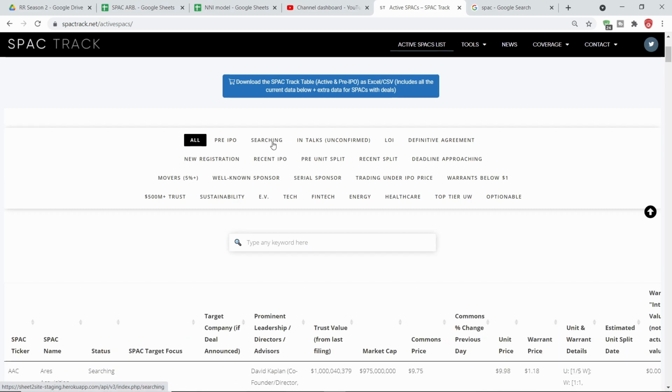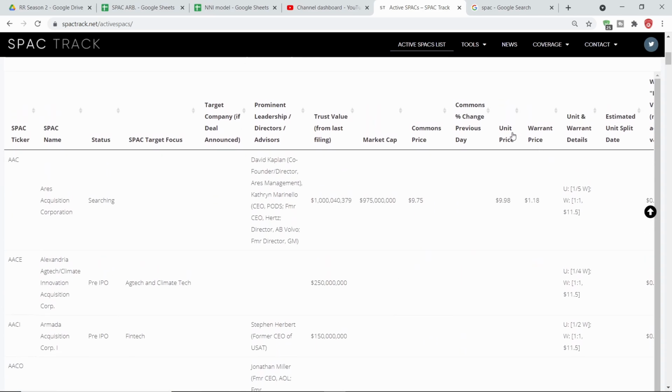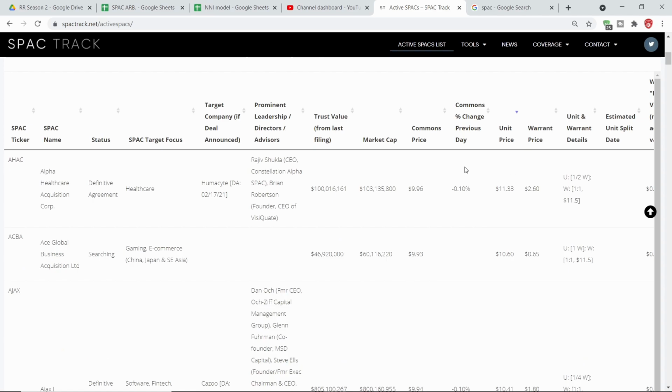Let's not search all of them, and let's just sort by unit price. So there are units selling way above the price of common. This common is selling at a discount, but the unit is selling above $10. So let's say you were to have bought that unit below $10 and sell it for $11, that's a pretty good profit. And usually that happens quicker than this. So there are a couple of different strategies you can implement.